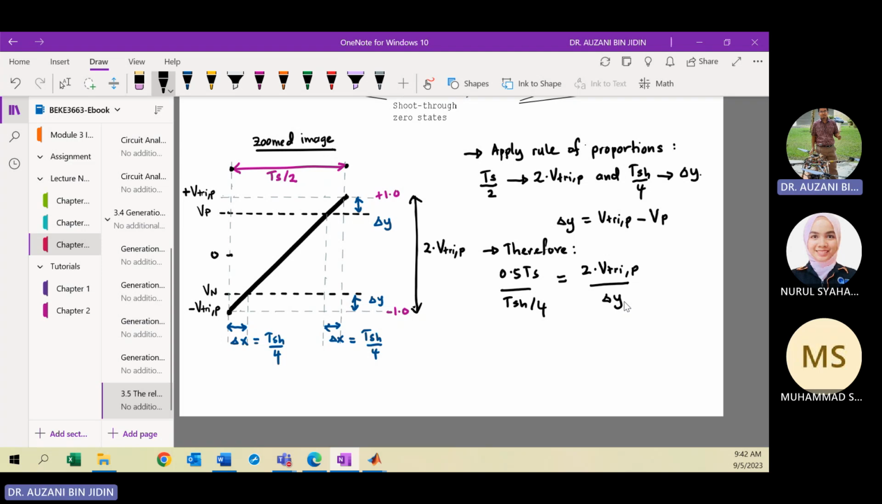Ini rule of proportion, nisbah dan perkadaran. Okay, then from here you can simplify this equation so that you have T_CH divided by TS, here change of y, peak of triangular. Or this actually is change of y, which is the peak of triangular subtract VP, divided by the peak of triangular. So the ratio between the shoot through period and sampling period is delta. So now you can relate the ratio of shoot through period to sampling period, delta, and VP and VN.